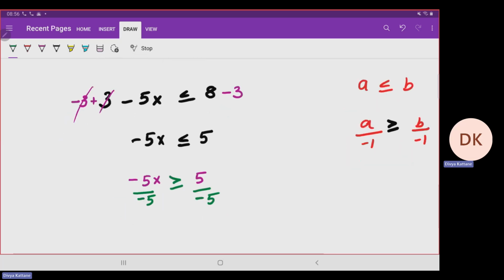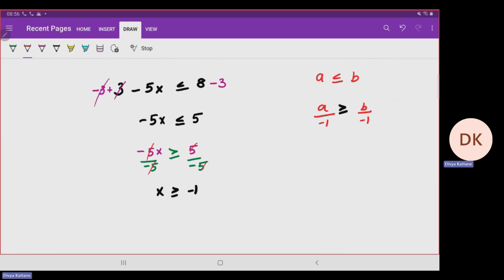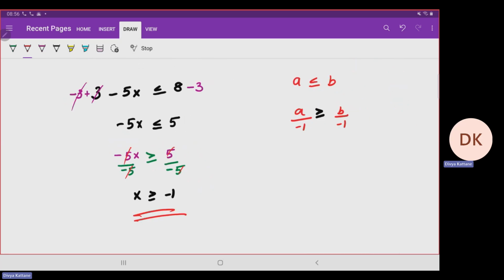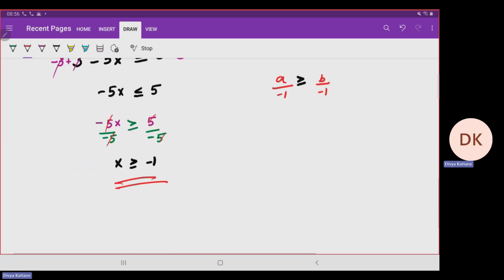So it becomes x greater than or equal to minus 1. This minus 5 cancelled, x greater than or equal to minus 1. This is the solution. Now you need to graph. You need to draw the graph of the inequality.